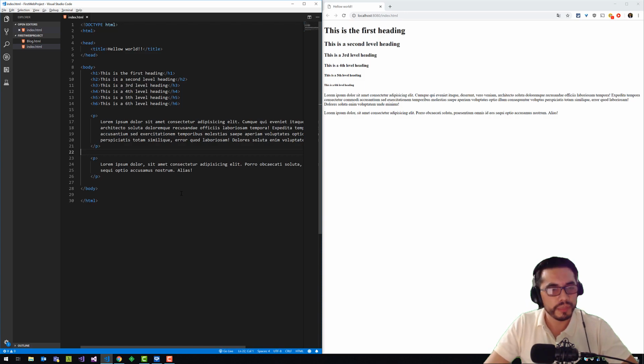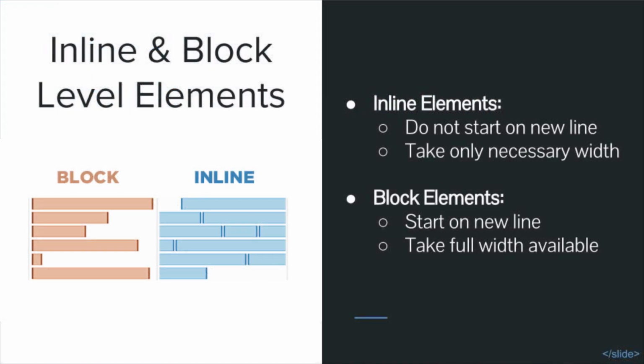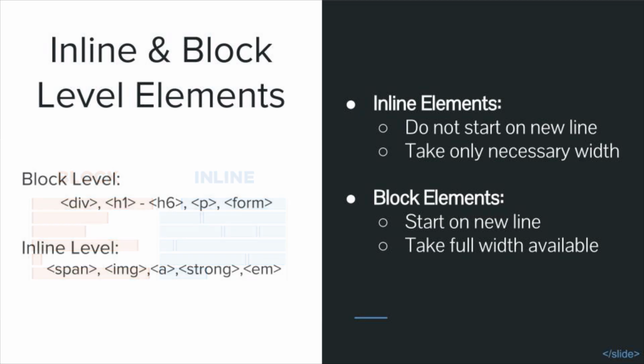So we have headings, we have paragraphs, and these are block level elements. In HTML we have two types of elements: block level elements and inline elements. All the elements in an HTML page can be either inline or block level elements. Inline elements do not start a new line and take only the necessary width, in contrast to block level elements that always start a new line and take the full width available.